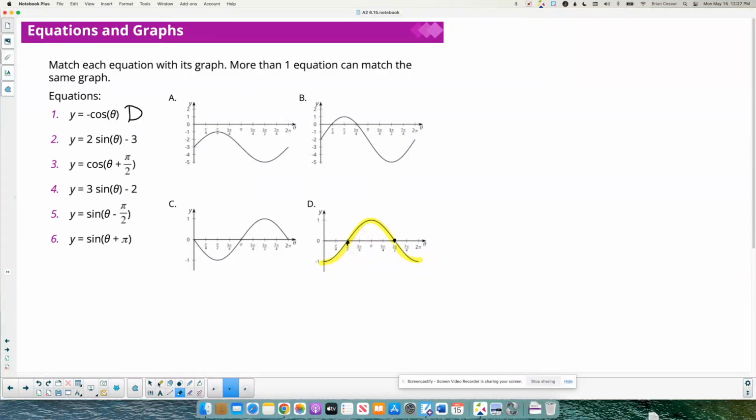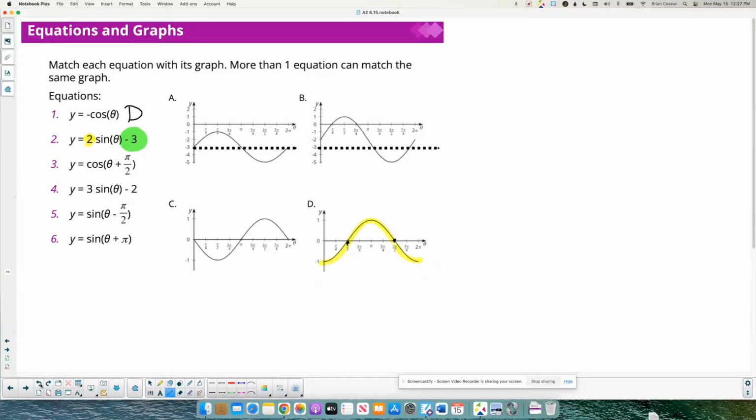Number 2. I look here, I've got an amplitude of 2, and then I have a midline of -3. So I'm going to take a look at my graphs here, and I'm going to go right to -3. That looks like a midline of -3. This one here is not, and these graphs don't even go to -3. They're way off, so obviously not those two. A looks like it's the midline. B does not look like a midline, so I could probably say it's A already.